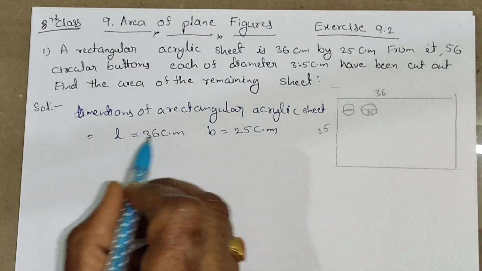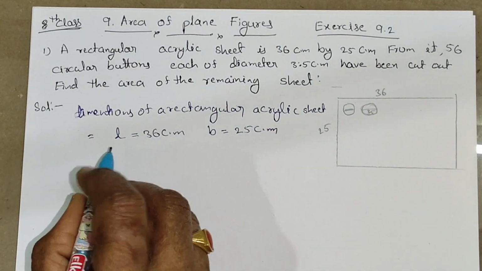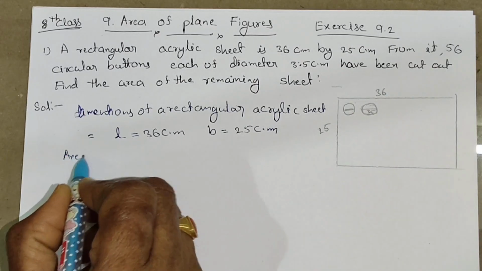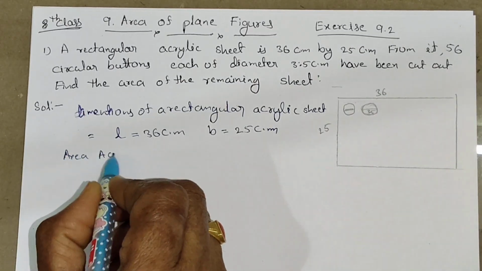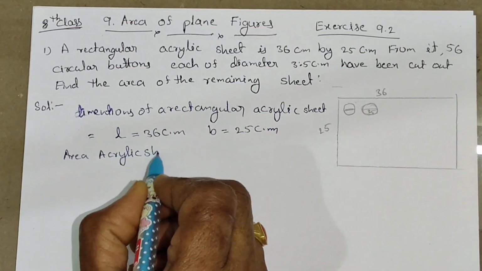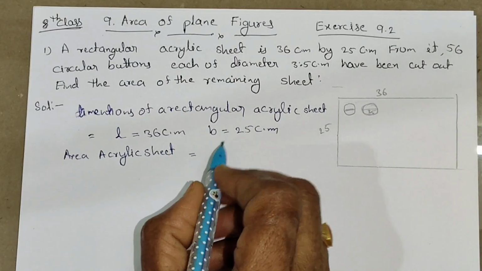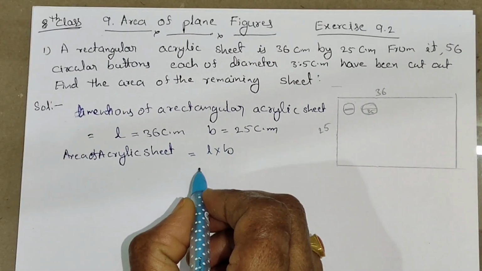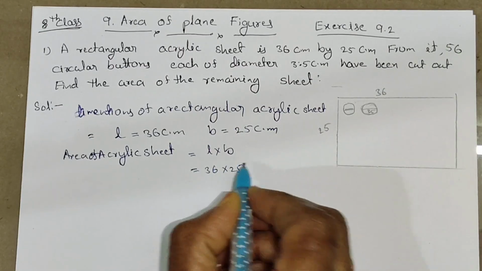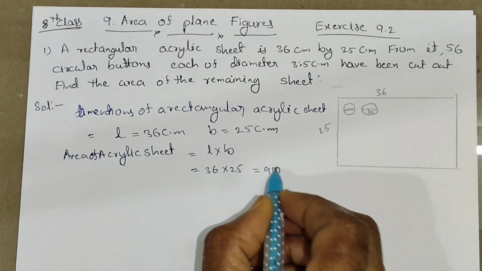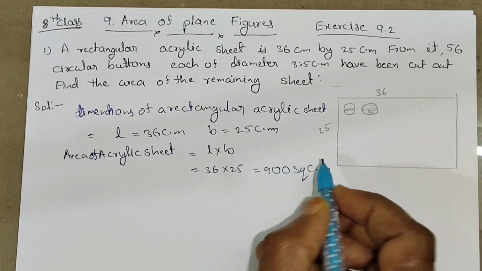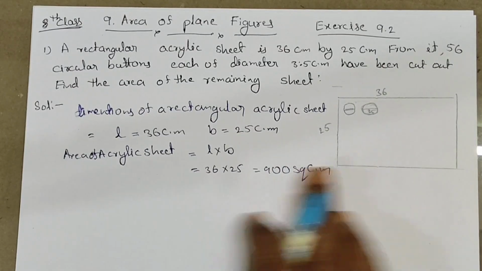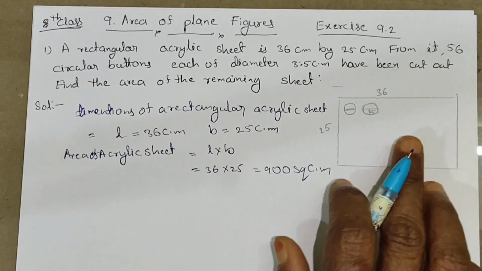Now the area of this acrylic sheet is equal to L into B. Area of the acrylic sheet equals L into B, which is 36 into 25. That equals 900 square centimeters. So this is the area of the complete acrylic sheet.